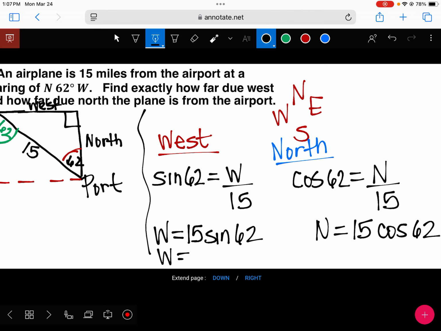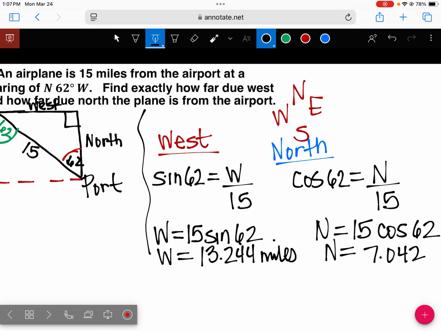So for the west, you should take 15 sine 62. I got about 13.244, and that's miles. For north, I got about 7.042 miles.